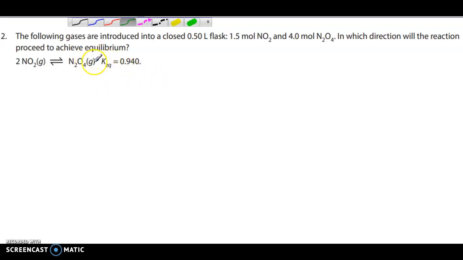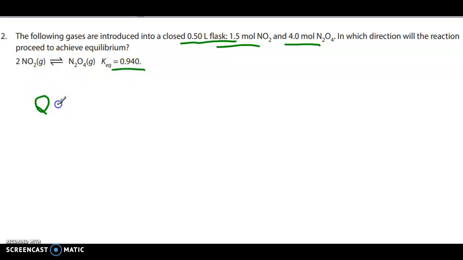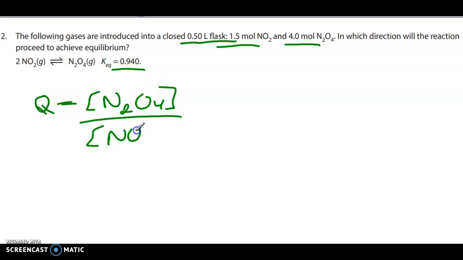Okay, so number 2 says the following gases are introduced into a closed 0.5 liter flask. So we have this many moles of each compound. In which direction will the reaction proceed to achieve equilibrium? So we have the K value. So the Q setup is the same, which is our N2O4 over NO2. So there's just an extra step here.